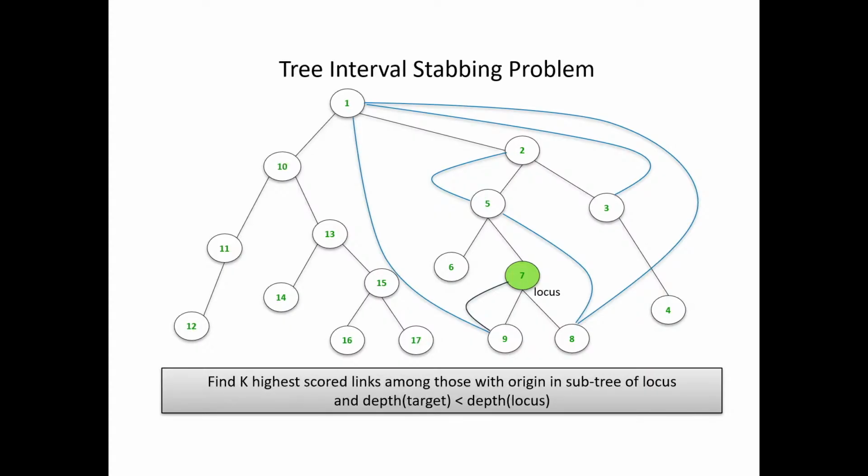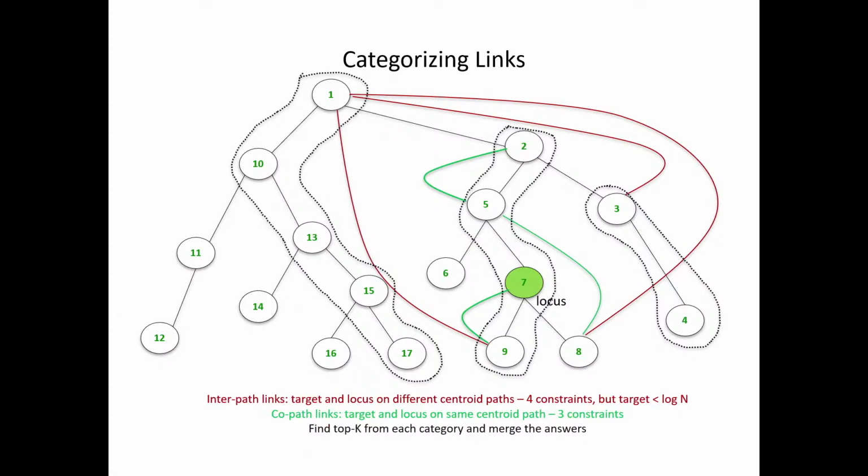All right, so what happens now? We have to find the top k highest scores in the subtree of the locus, where the depth of the target is at least the depth of the locus. So we now categorize these links into two types. Either the links are within the path, which are called intra-path links, or links which go across paths, which are called inter-path links.